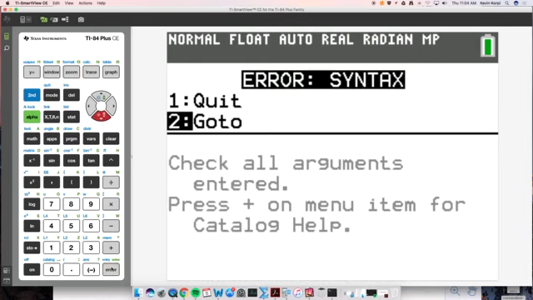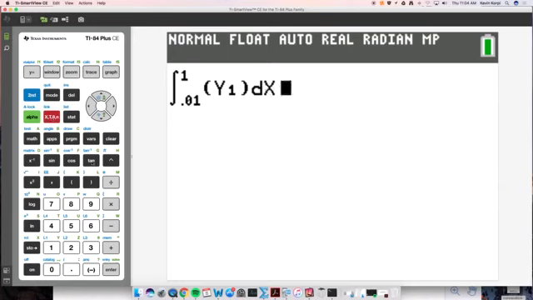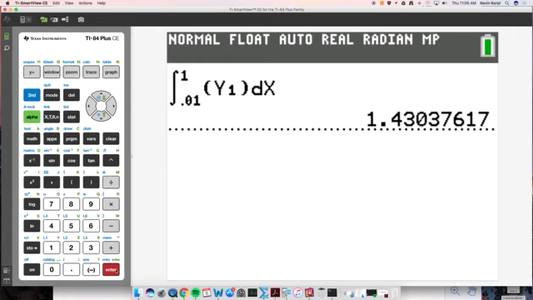Syntax error. Gosh. See, I get excited and I forget to do something. Not that one this time. Okay, just the next. 1.430. Okay. So that's really close to the vertical asymptote, and it's 1.430.